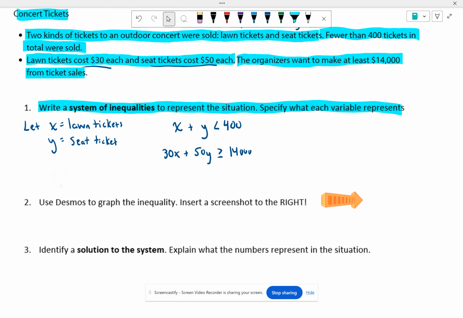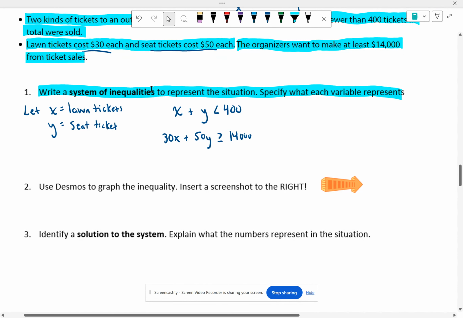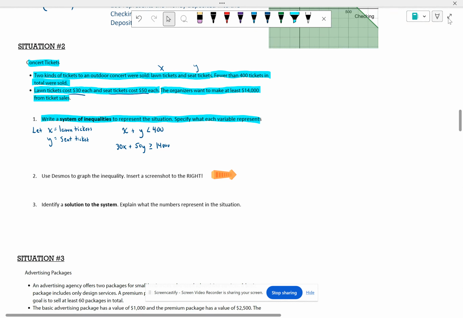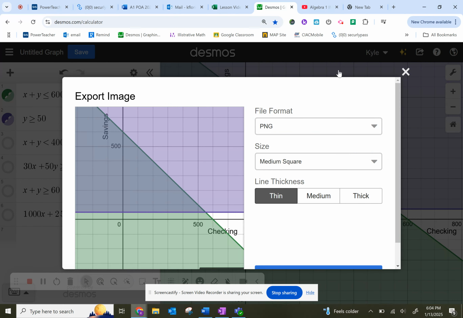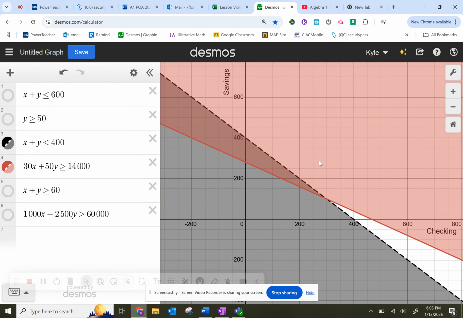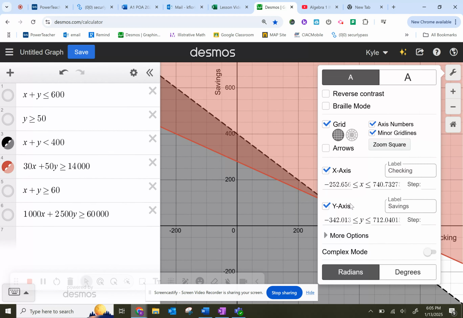So now we're going to go on Desmos, find a solution, and insert the graph over here on the side. So if you get on Desmos, again, pause the video if you need time to do this. Don't feel like you don't need to pause the video. Here's the system of inequalities that represents the situation just mentioned. Although X is now the lawn tickets, and the Y is now the seat tickets.